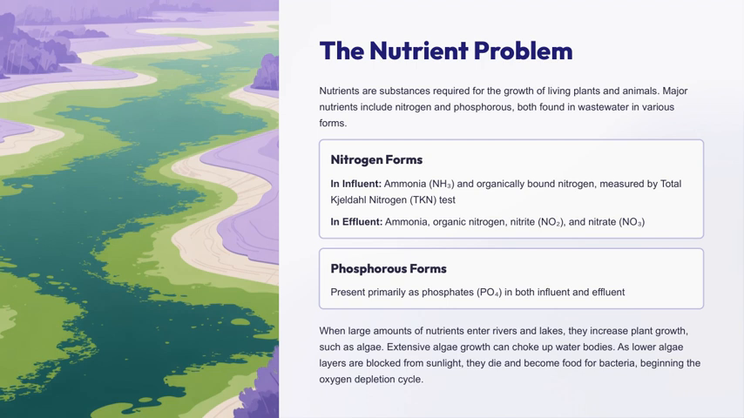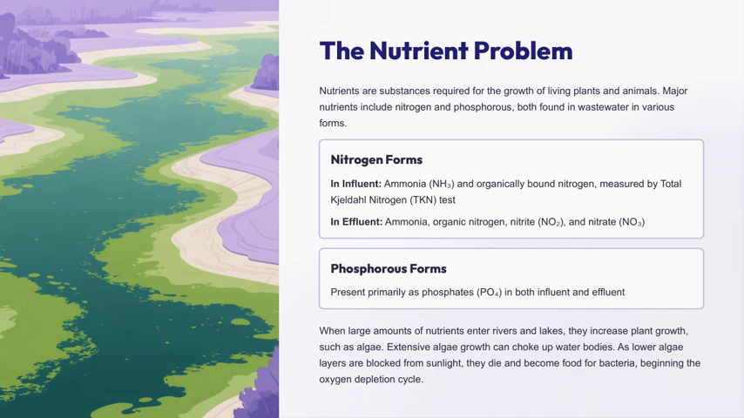Starting with nitrogen in the influent, that's the incoming wastewater, you'll find ammonia, which is NH3, and organically bound nitrogen. We typically measure this total nitrogen using a test called the total Kjeldahl nitrogen, or TKN. Once the wastewater has been treated and becomes effluent, you'll see nitrogen in several forms: ammonia, organic nitrogen, nitrite, which is NO2, and nitrate, NO3. These different forms are important because they tell us about the nitrogen cycle happening in the water.